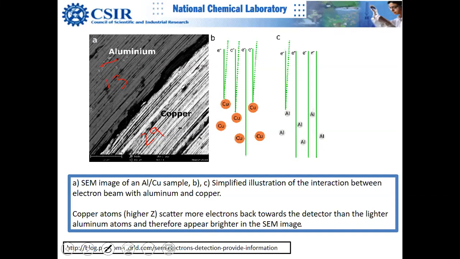I agree with you. In this case you should have prior information that you have aluminum and copper, or you should calibrate, if you have some internal calibration of the backscatter detector, so that you can interpret the number of scattered electrons. But it's not always so easy, because backscatter electron intensity can also be influenced by topography and other factors. It's not only the Z.